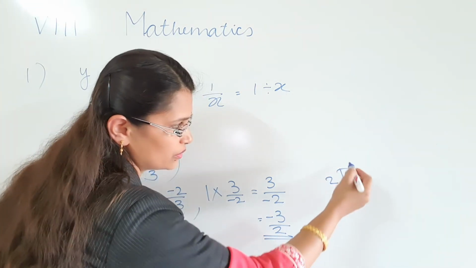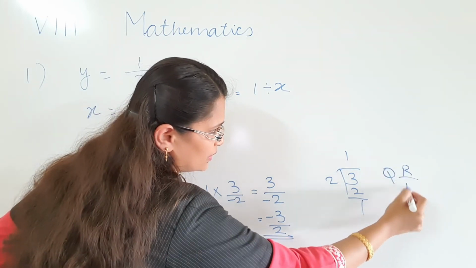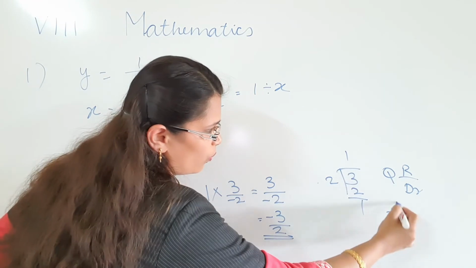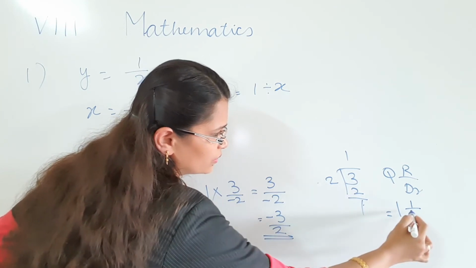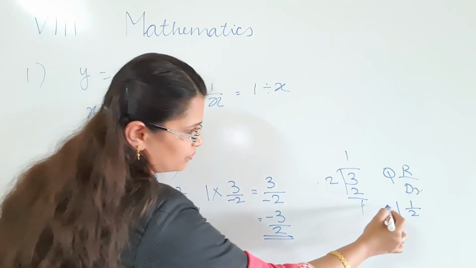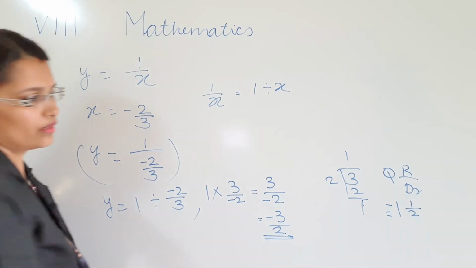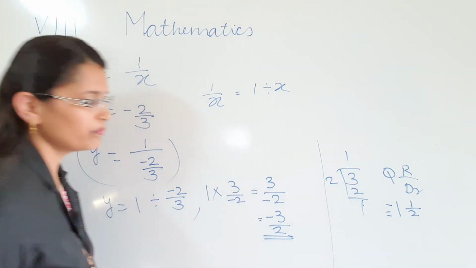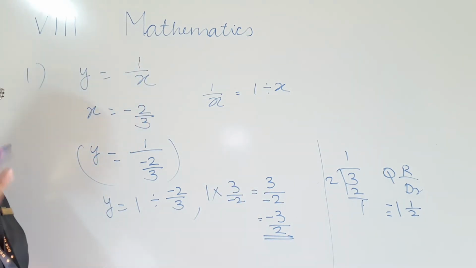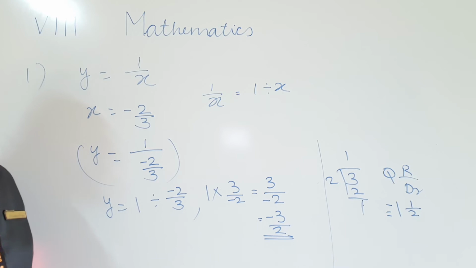How can you convert this into a mixed number? Quotient, then remainder divided by divisor. So, it is 1 and the remainder 1 divided by 2. This is the answer, minus 1 and 1 by 2, or you can write negative 1.5 also. Actually this is desirable, but to avoid confusion I am not doing this. This is the answer. In higher grades you must convert an improper fraction into a mixed number.